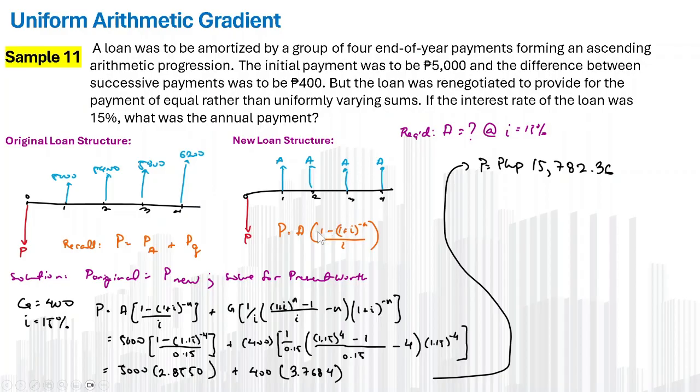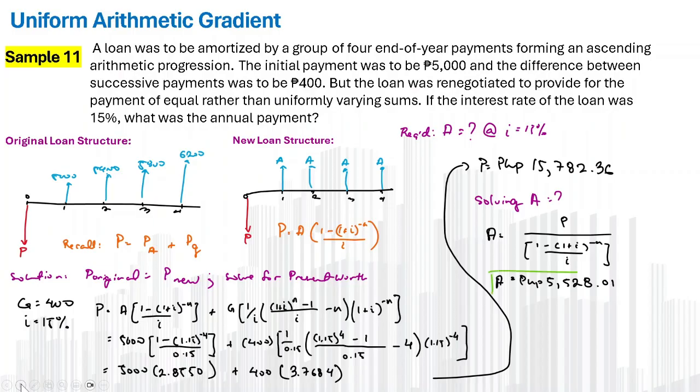And from there, i-apply na siya natin para makuha natin yung annual payment para sa new loan structure. It looks like a simple annuity problem, an ordinary annuity. So all we have to do now is just divide this, just like so. And you will get 5,528.01 or simply 5,528 pesos.